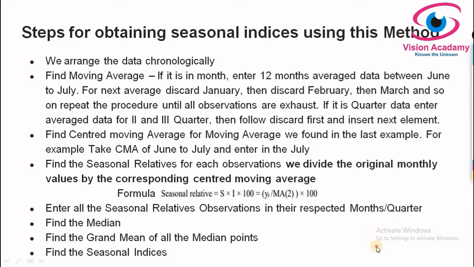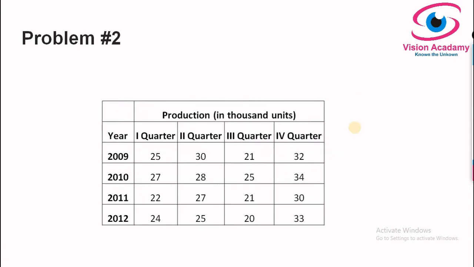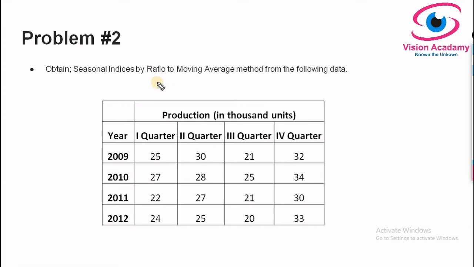Then let us consider a problem for this. Here we have data of production in 1000 units for 2009, 2010, 2011, 2012, with 4 quarters. In each and every year we have 4 quarters of data. For this data we need to obtain seasonal indices by the method of ratio to moving average. It is very simple: we need to obtain seasonal indices for the given data, but here we need to use the ratio to moving average method. Then let us follow the steps which I explained earlier.